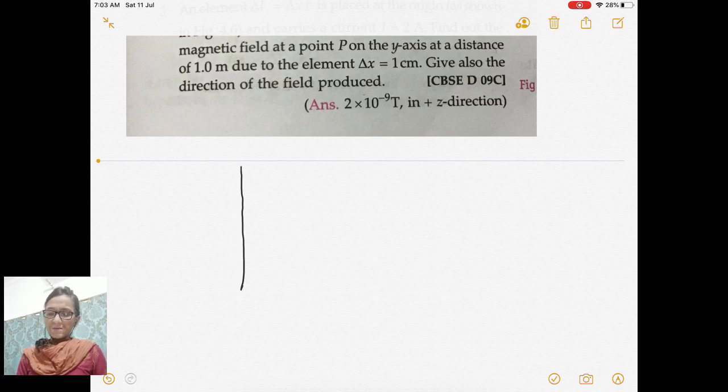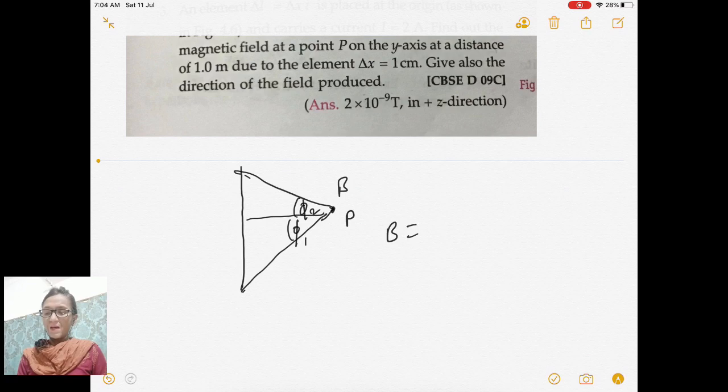And it is making angle phi 1 and phi 2 at the two ends. The point at which you have to find the magnetic field, at point P suppose you have to find the field, then the formula of B will be equal to mu naught upon 4 pi I upon this distance r into sine phi 1 plus sine phi 2.